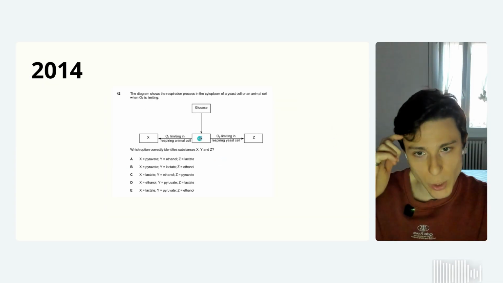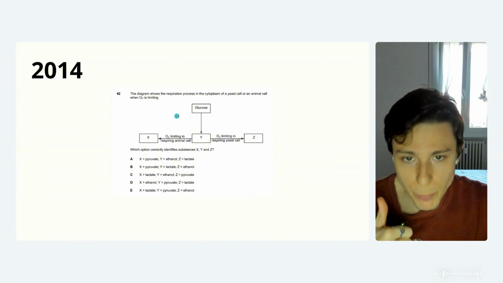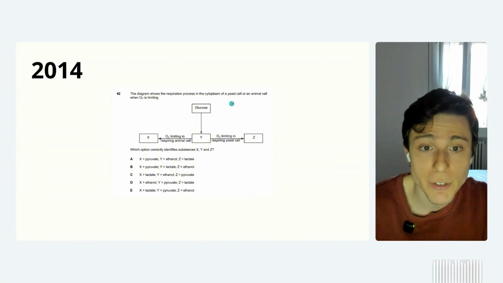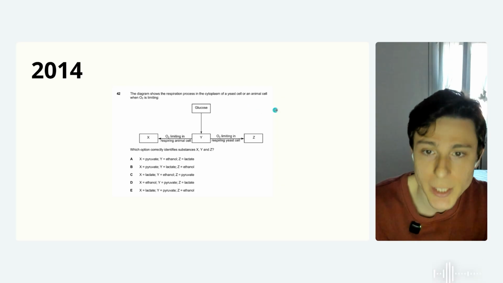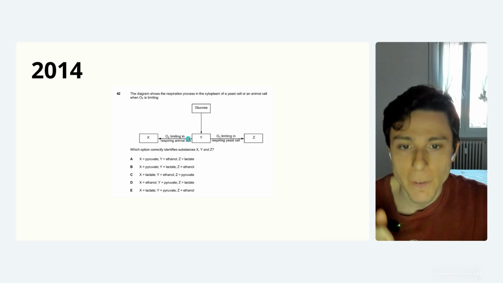The only option that gives us this is going to be row 3, leaving us with option letter A. 2014, this is an interesting question here. It has a little bit of mystery. It tells us the diagram shows the respiration process in the cytoplasm of a yeast cell or an animal cell when O2 is limited. Oh, wait a minute, O2 is limited, so we're talking about fermentation.